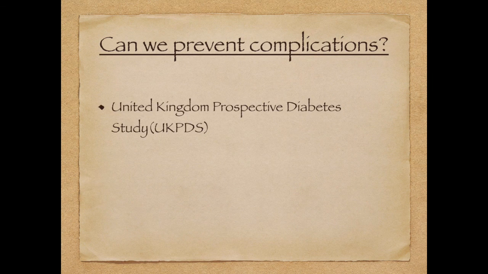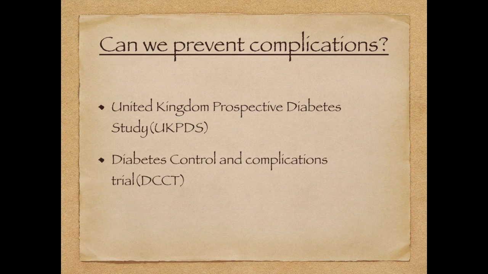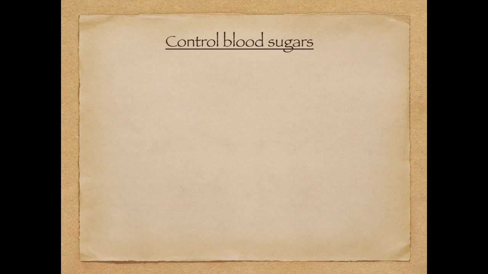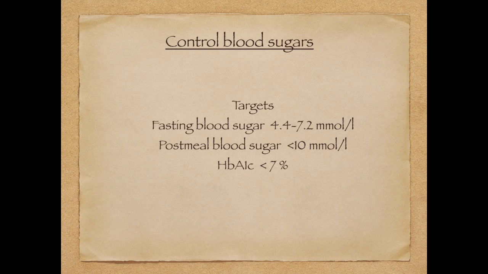Major trials like the UKPDS in patients with type 2 diabetes, DCCT in patients with type 1 diabetes, and the STENO2 showed us that control of the above mentioned risk factors does indeed improve the outcome. So, let us look at some of these individual risk factors. Optimal control of blood sugars is an important part of management.